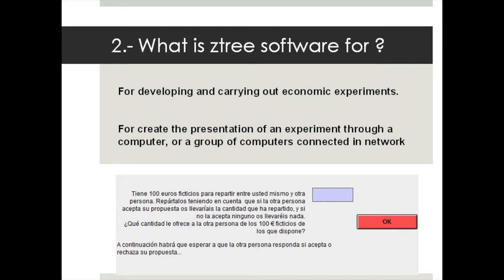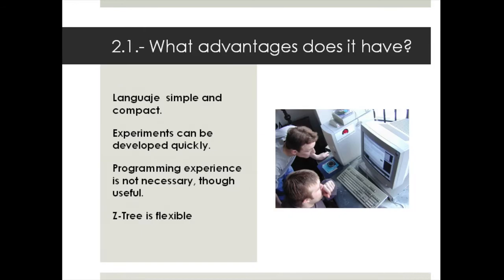This is an example of a programmed experiment with zTree. Experimental subjects could see this screenshot requesting the necessary information and could answer it on the computer to which they are connected. The language used to define the experiments is simple and compact, meaning that experiments can be developed quickly and programming experience is not necessary, though useful. zTree is flexible both with respect to the logic of interaction and the visual representation.